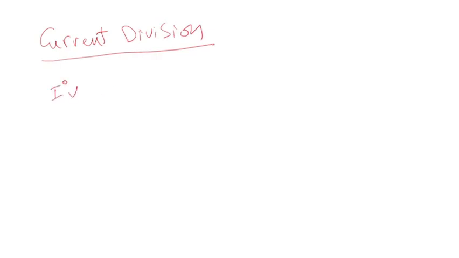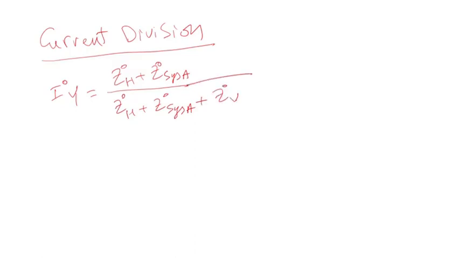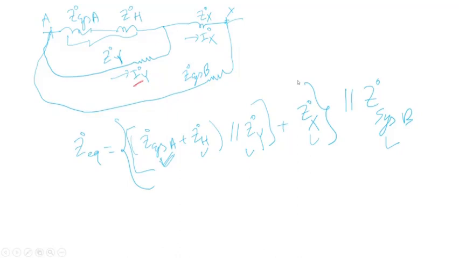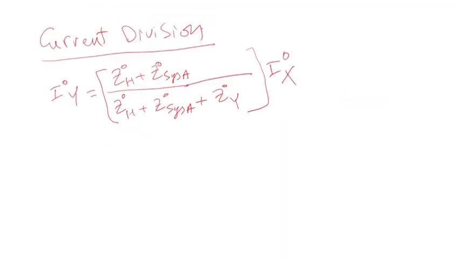So I0Y is equal to the zero sequence impedance of the high side plus the zero sequence of system A, divided by the sum of the two plus the zero sequence impedance of the Y, times I0X. Going back to the diagram, you can see this current is equal to the sum of these two impedances divided by the sum of the two impedances plus this impedance, times this current. So that's what I'm doing.